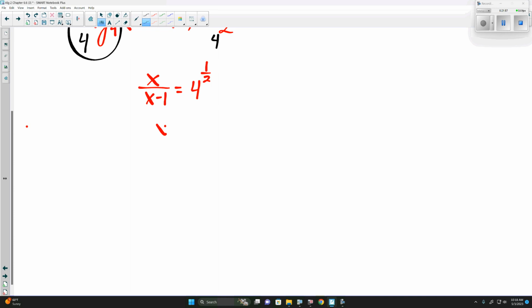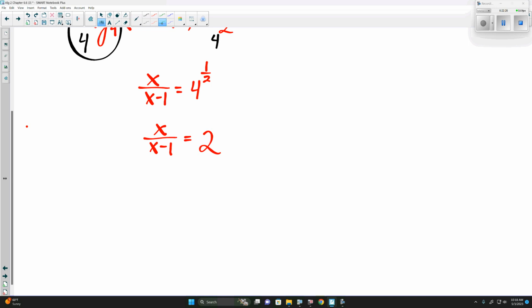Well, the question is, will 4 to the 1/2 simplify nicely? Because the 1/2 exponent is the same as the square root. So we're really asking what is the square root of 4, which is 2. Questions on any of this here?